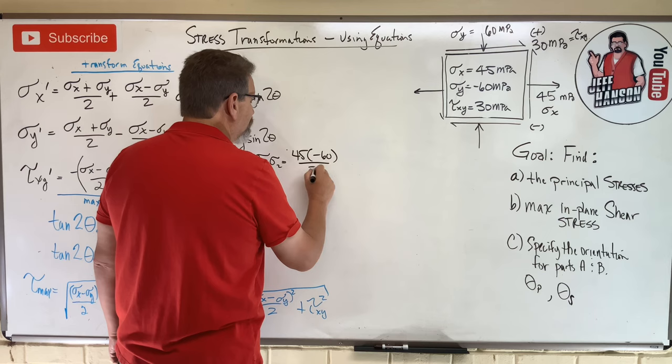I'm sorry, I put in sigma x, because this is not prime, this is untransformed, right? I put in 45, I put in minus 60 there, 45 there, minus 60 there. I put in 14.87 there, and 14.87 there. What does sigma x prime give you? What does it output? I'll tell you what it outputs. 53. Okay? So this guy here is 53.